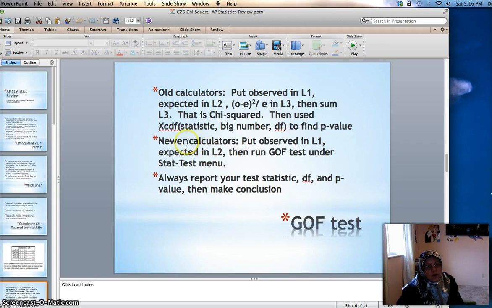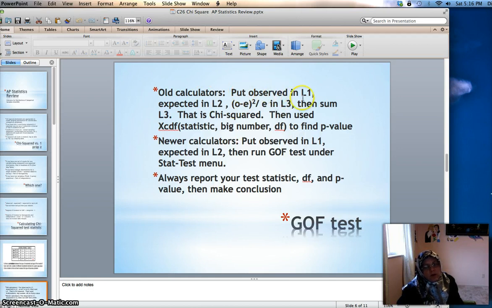So if you have one of the calculators that has a newer OS, then all you have to do is put your observed counts in list 1 or whatever list, and your expected counts in list 2, and then run the chi-squared goodness of fit test located in the stat test menu. Now if you have an older calculator like a TI-83, it may not have that test. And so here's what you do.